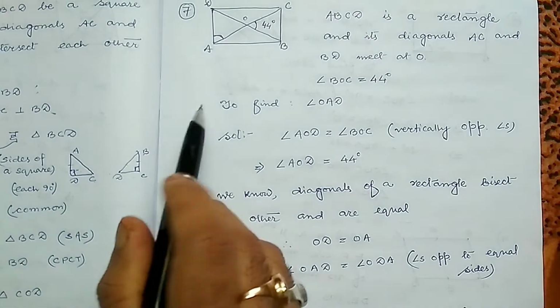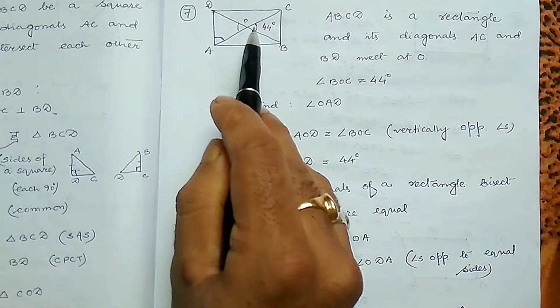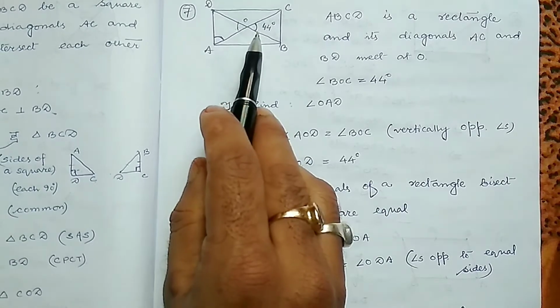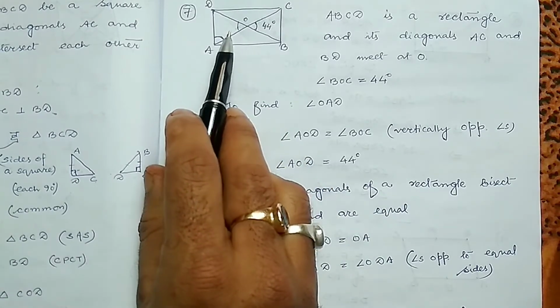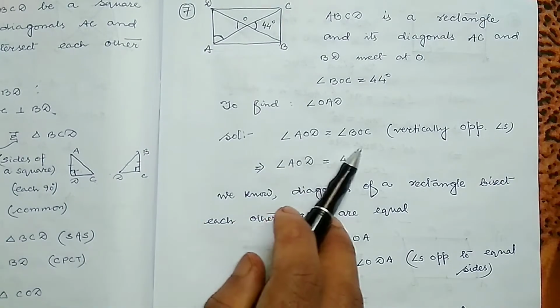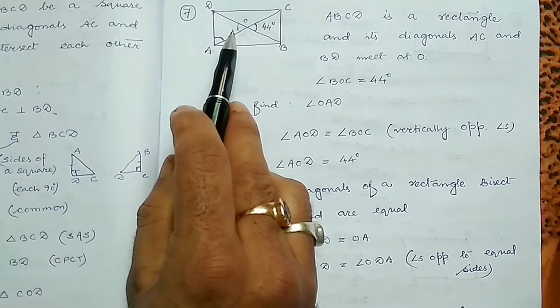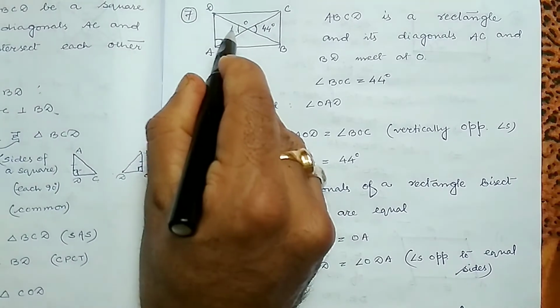Clear? Now we know this angle and this angle are equal because they are vertically opposite angles. So if this is 44, this also will be 44. That's why we have written angle AOD equals angle BOC. AOD and BOC are equal because they are vertically opposite angles. So this one we got 44.